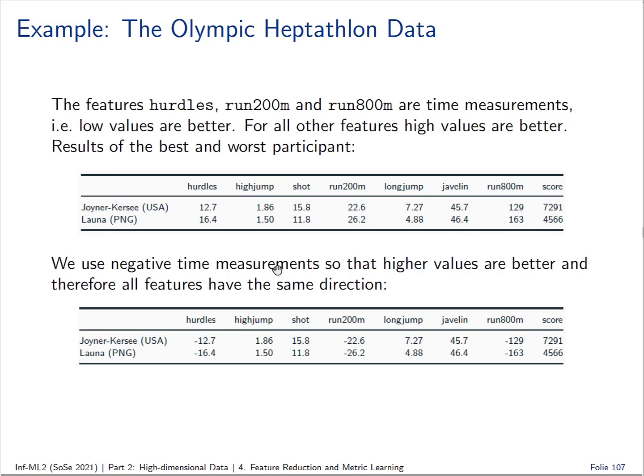Launa. So yeah, we have the problem that here with hurdles and running here and here, the lower the better, and all the others the higher the better. So how can we do that? Well, we can use negative time measurements. For the time measurements, hurdles, 200 meter, 800 meter, we take the negative values. So again, then the higher the values, the better are the values. So we have all features in the same direction. The higher the values, the better the values. So that is a small trick to make all the features somehow comparable, at least in the same direction.